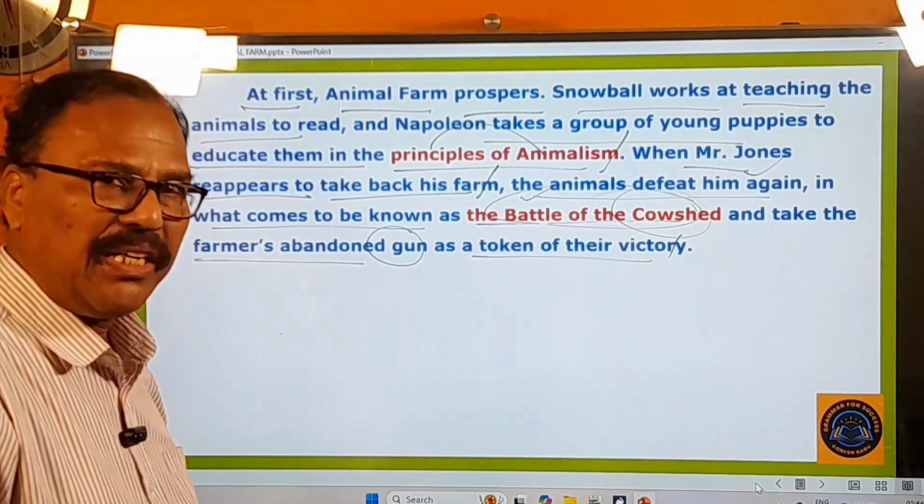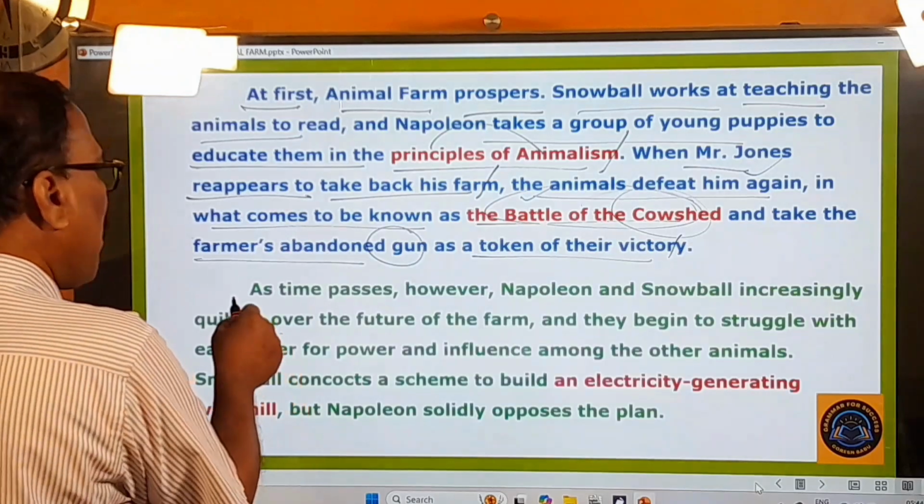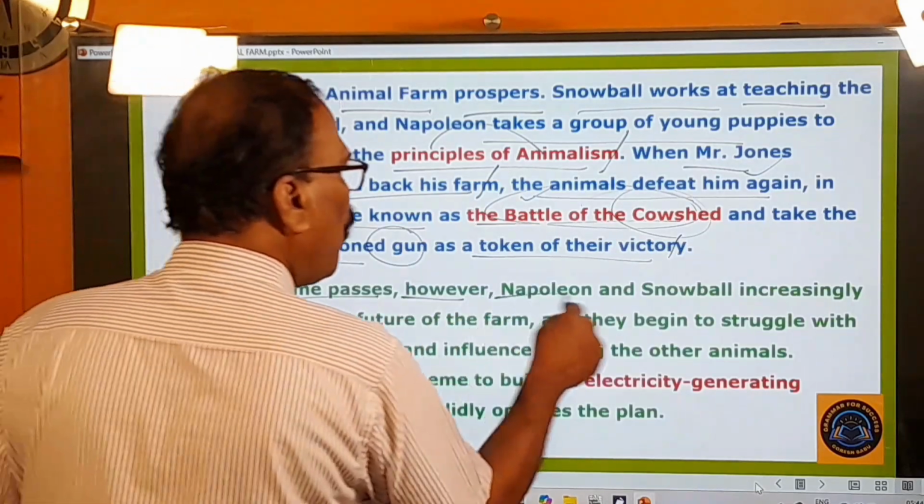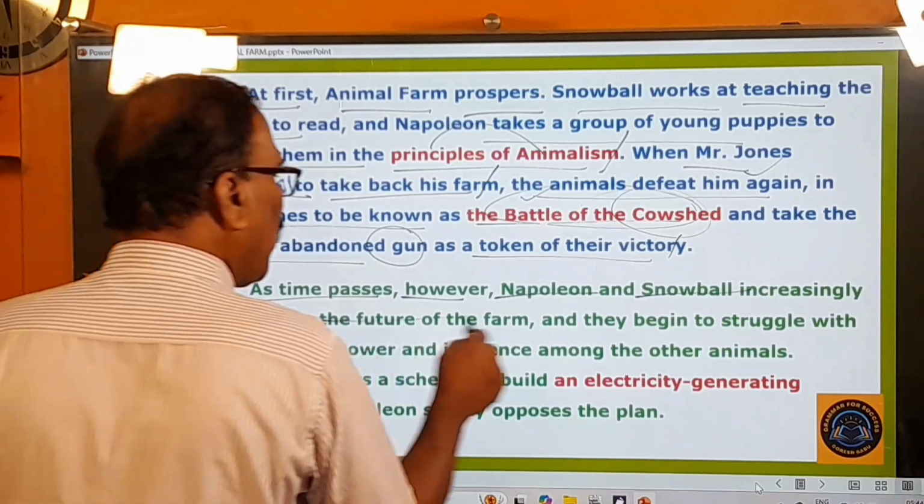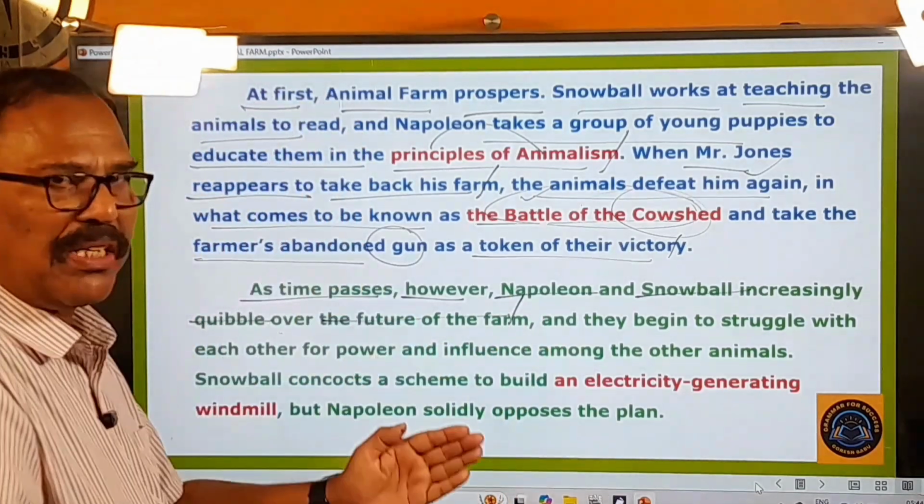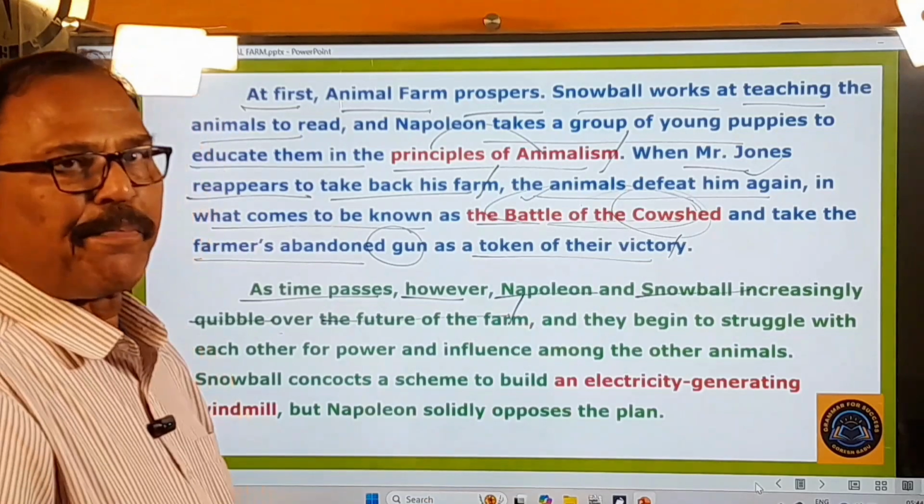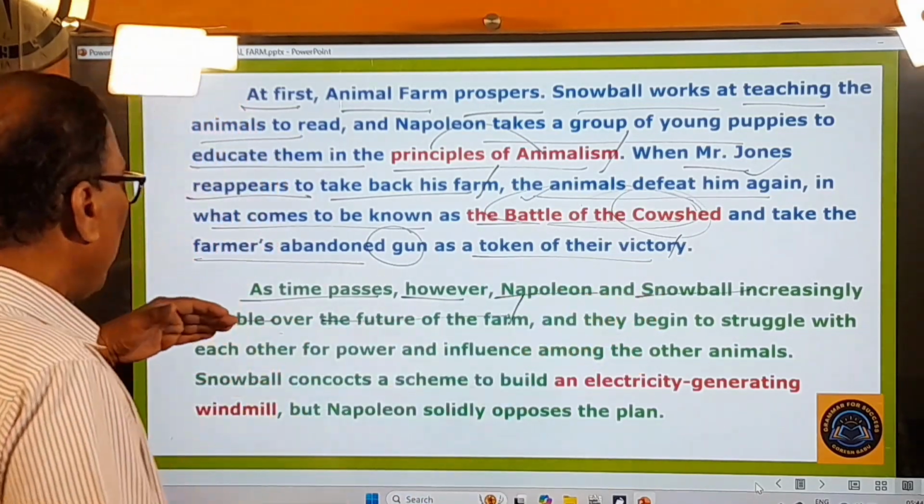So this is also a simple paragraph. You can also read and understand, right? You go to the next paragraph. As time passes, however, Napoleon and Snowball increasingly quibble over the future of the farm. Here you look at this point. As time passes, time is passing by. Now what happened? Napoleon and Snowball increasingly quibble over.